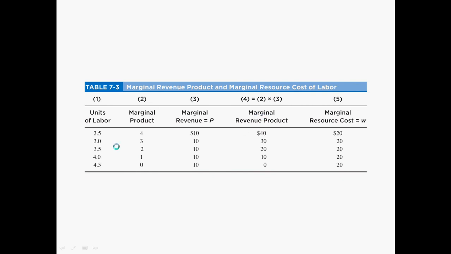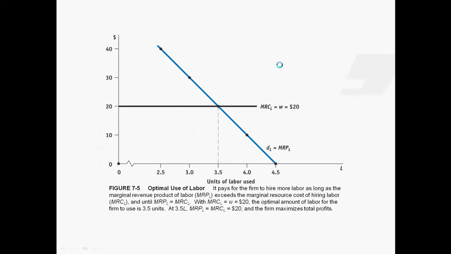So marginal revenue product is the multiple of these, and marginal revenue product is falling because even though marginal revenue is constant, marginal product is falling. So marginal revenue product starts at 40 and gradually comes down. Marginal resource cost, meanwhile, is level. It's constant at 20. This just graphs that, and you see where they intersect each other, and that's your optimal use of labor, 3.5 units.